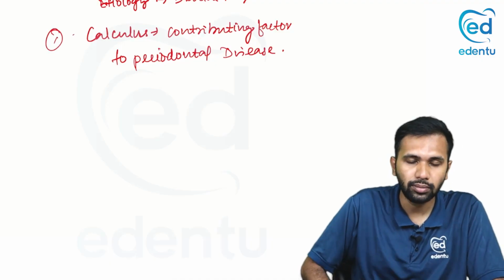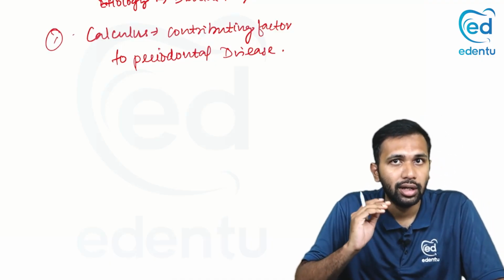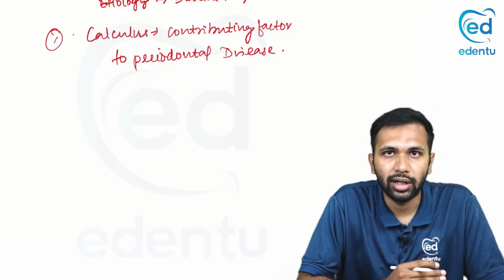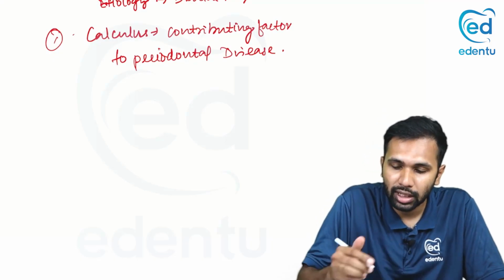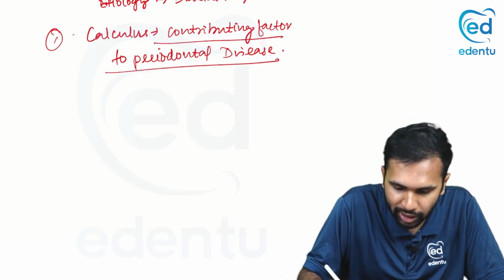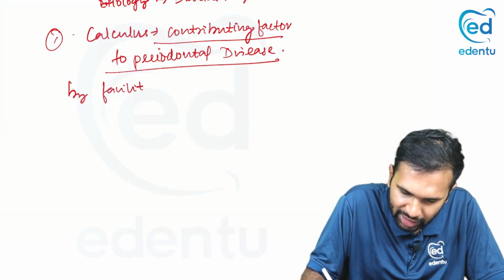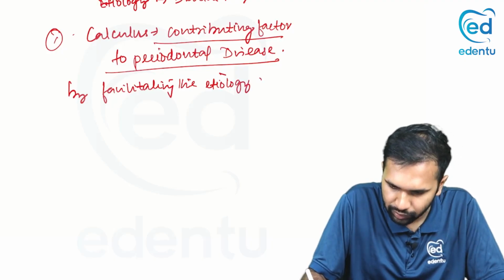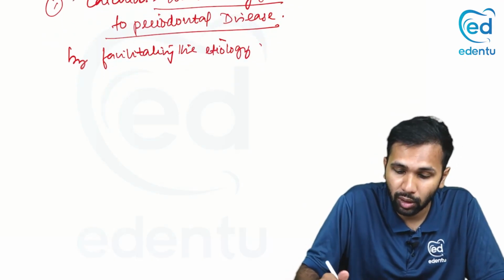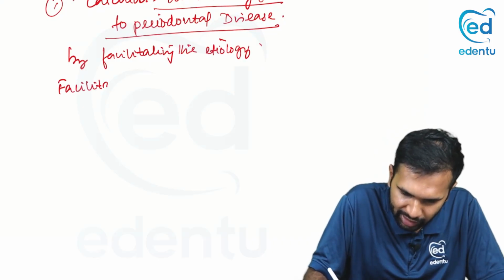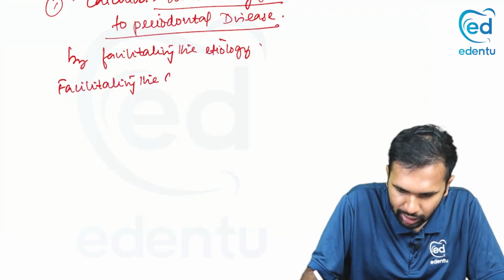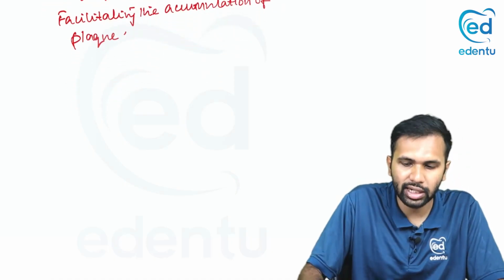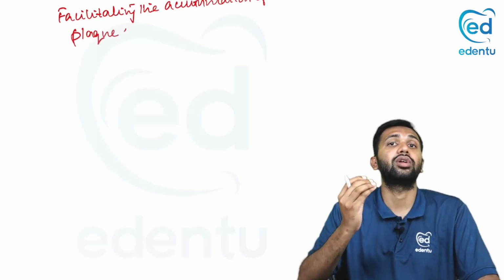Point number one, what you have to know. Understood? What is meant by a contributing factor? Meaning, even though it is not directly causing the disease, it is not the etiology, it is contributing to the periodontal disease by facilitating the etiology, or it is facilitating the accumulation of plaque. That is the role of dental calculus.